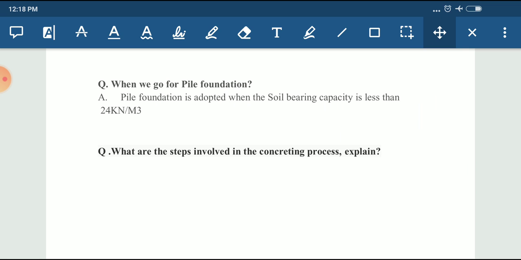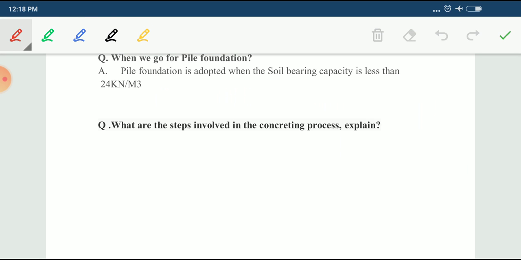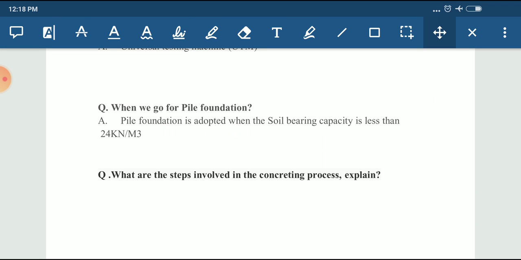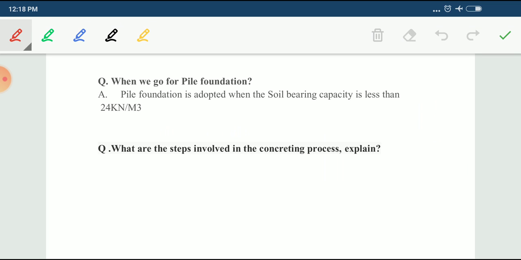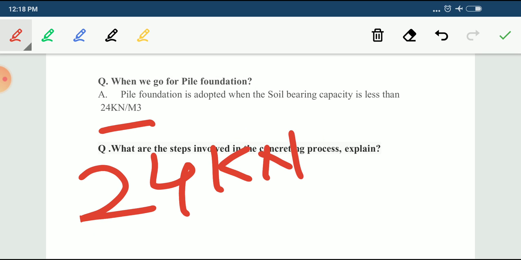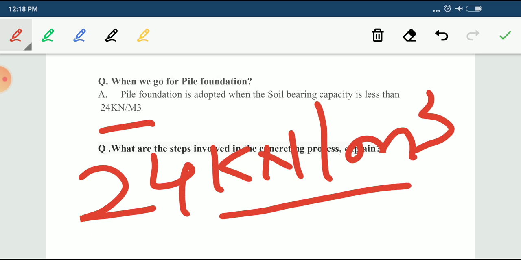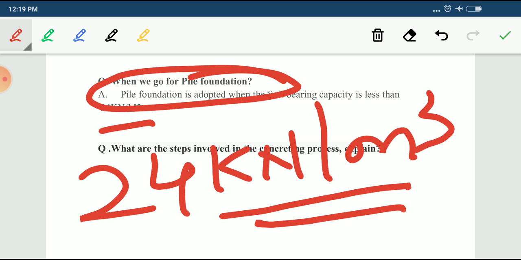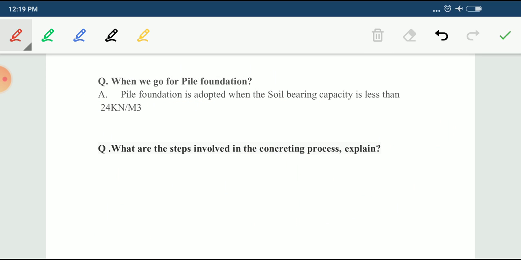Next, when do we go for pile foundation? Already you know, we prefer pile foundation if the bearing capacity of the soil is very low. We say bearing capacity less than 24 kilonewton per meter cube. If the SBC of the soil is less than 24 kilonewton per meter cube, you should go for pile foundation. It's very important, you should remember this one. We'll move on to the next one.